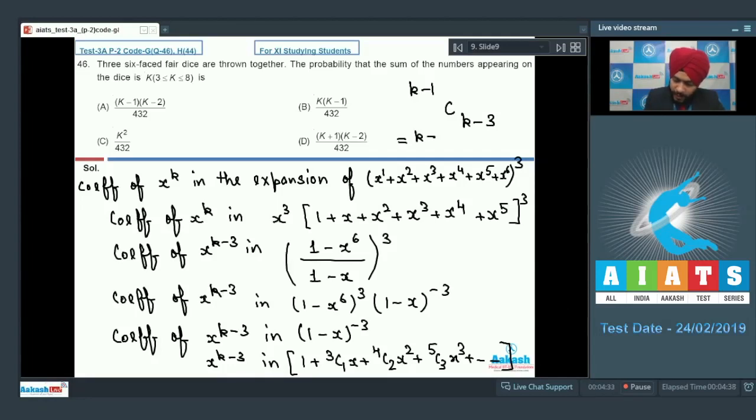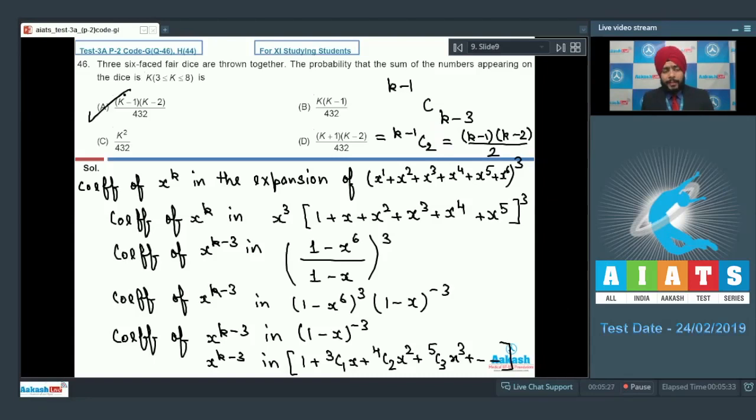Which is equal to k minus 1 C 2, which is further equal to (k minus 1) into (k minus 2) upon 2. Okay. So these are the total number of ways in which you can obtain the sum k. What will be the probability? The number of ways divided by 6 into 6 into 6. So that means (k minus 1) into (k minus 2) divided by 2 into 216, that is 432. So which means that option number A is correct.